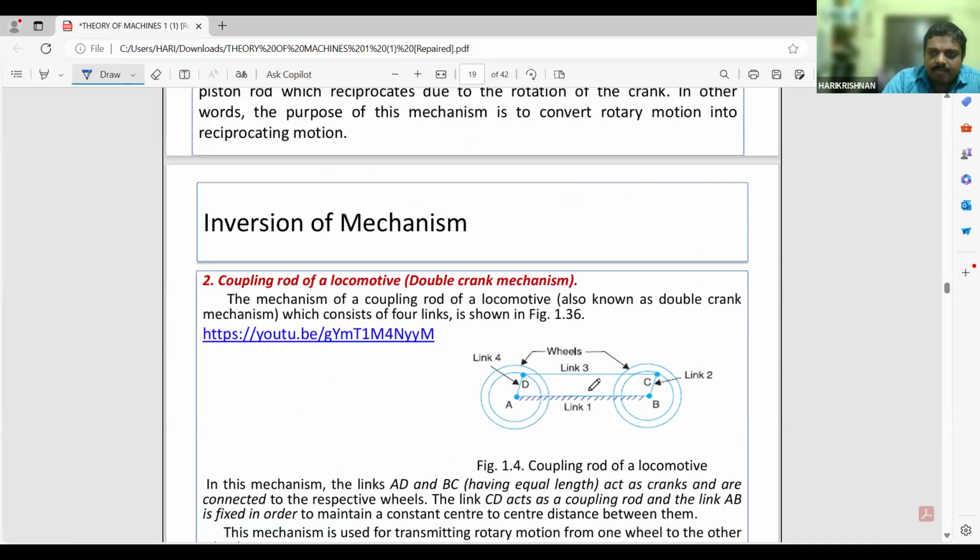Next, we will go with the coupling rod of a locomotive. This you might have seen. It is the technique we use in railways. Okay, coupling rod of locomotive. That means there is a wheel over here. So here link 1 gets fixed, AB gets fixed. Here there is a crank AD, and here also there is a crank BC.